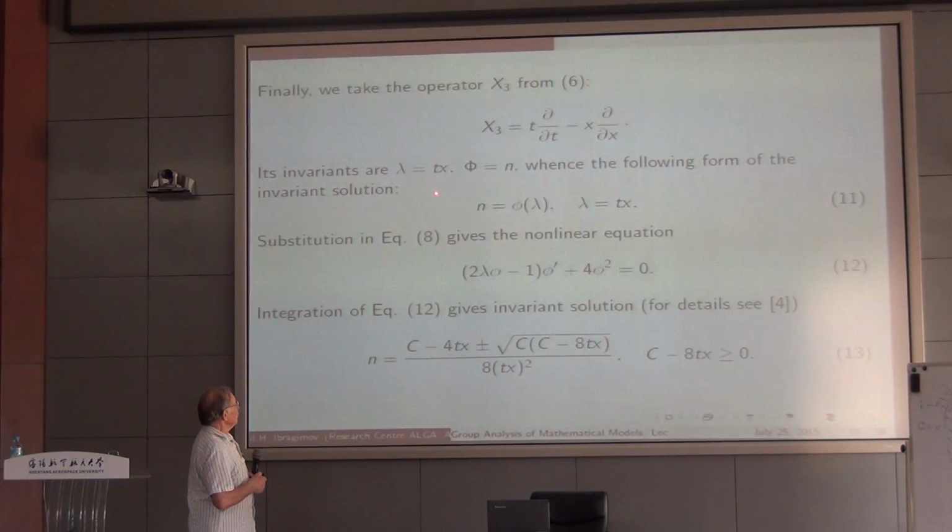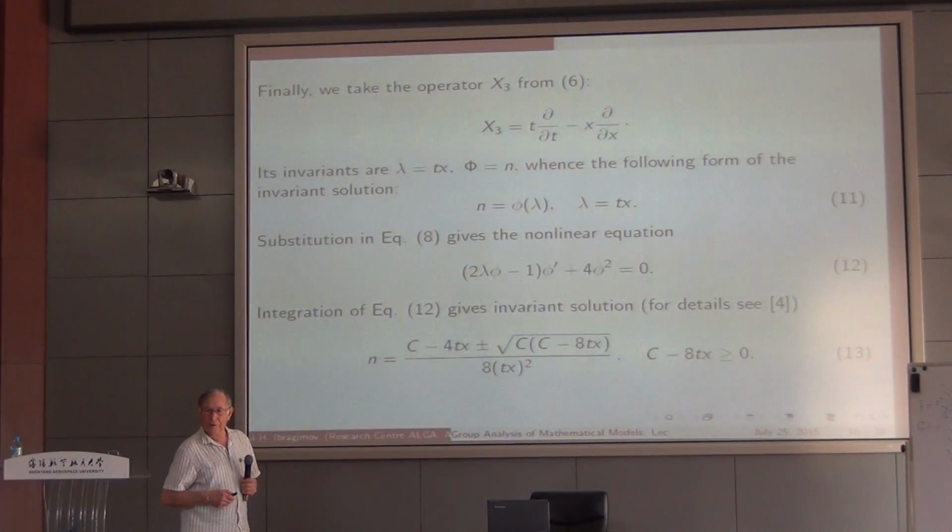We take lambda as the new independent variable and phi as the new dependent variable. Then we equate n to a function of lambda. Lambda is given here. This expression is substituted in equation 3, which I showed already. An ordinary differential equation of the first order. After substituting, it becomes like this. You can integrate this equation because the variables are separating. You solve that equation and obtain the solution in this form.